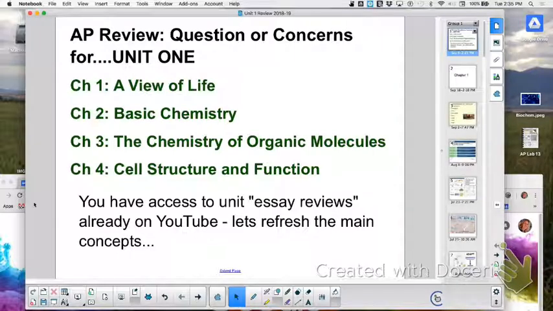The first chapter was a view of life. That was kind of the basics. Then we went into basic chemistry, and then the chemistry of organic molecules and cell structure and function. So I just wanted to do a brief review on Chapter 1 and Chapter 2 today. And then I embedded some questions in Hello Smart, so we can check that as well. I have them grouped together, all the pulled questions from Chapter 1 and Chapter 2.